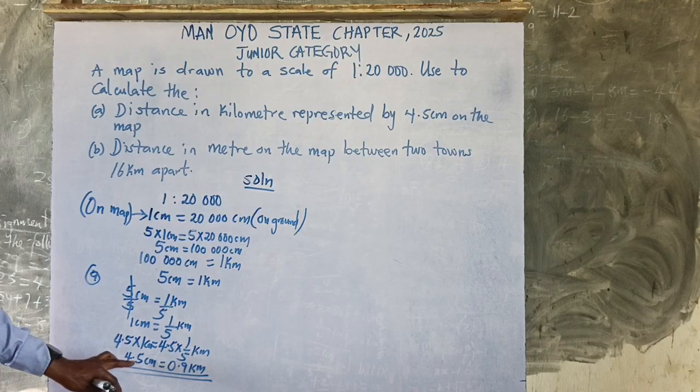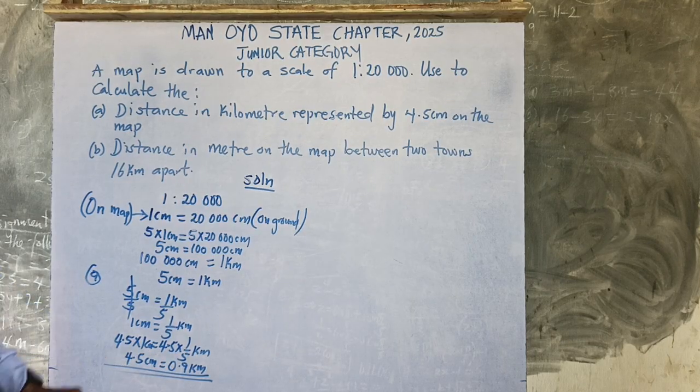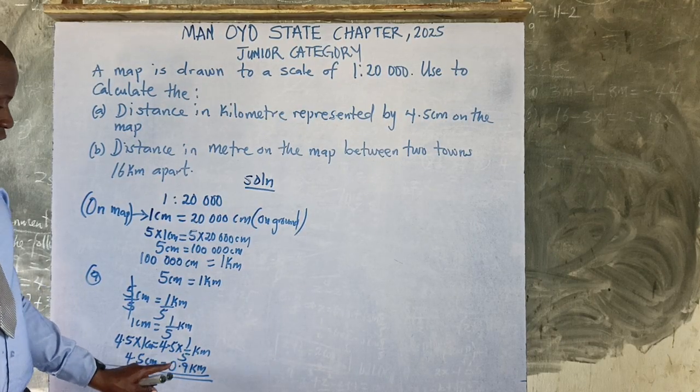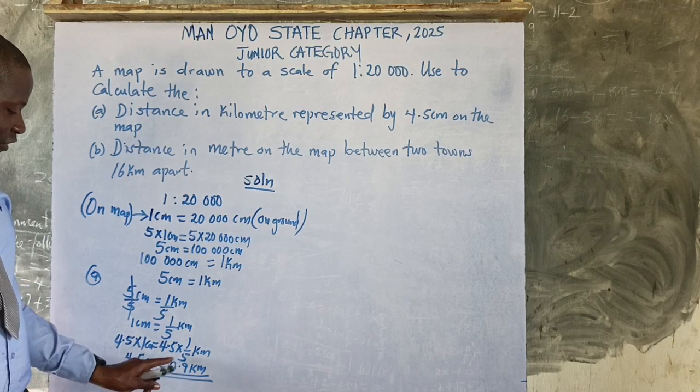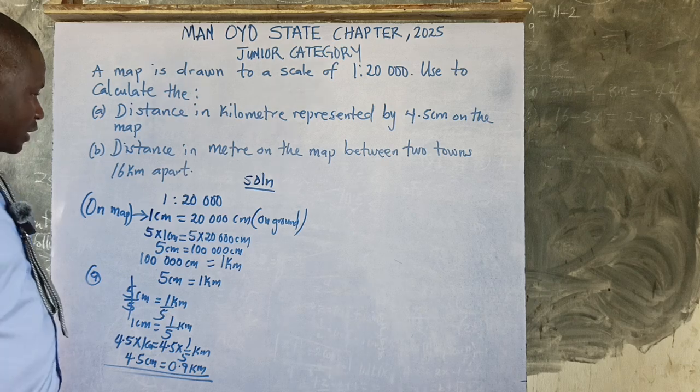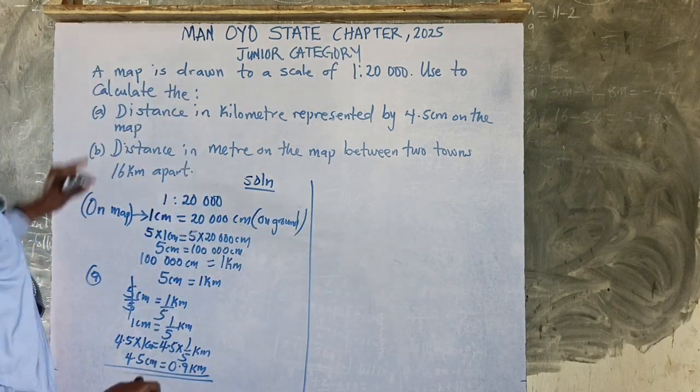That is, for every 4.5 centimeters, we have 0.9 kilometers. Because 5 cannot go into 4, you write 0 there. Then 5 into 45, you put the decimal point, and 5 into 45 is 9, so we have 0.9 kilometers. So that is the answer to part A of the question.